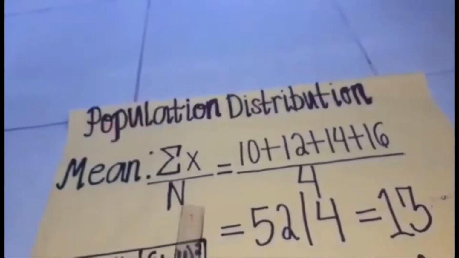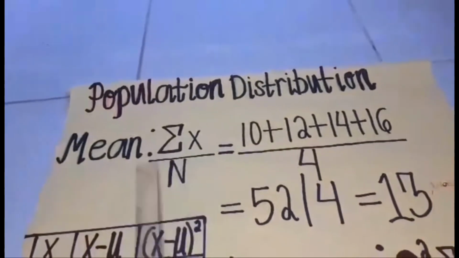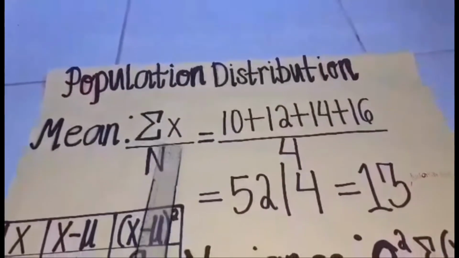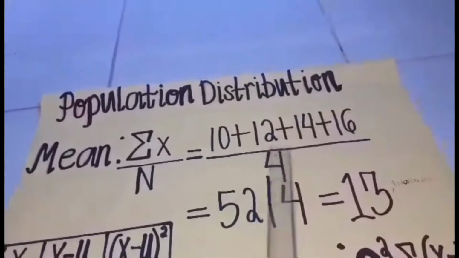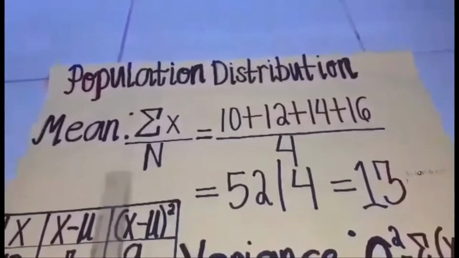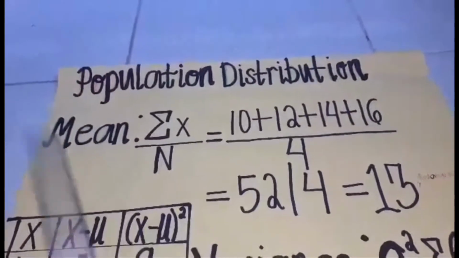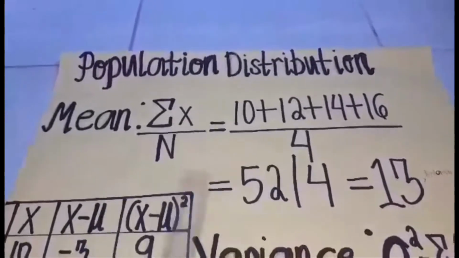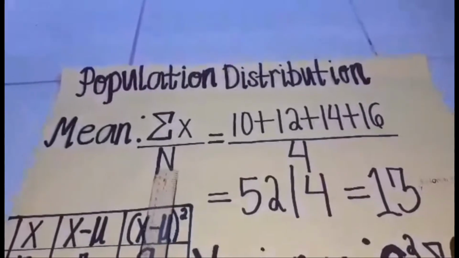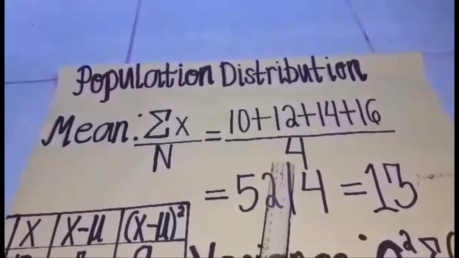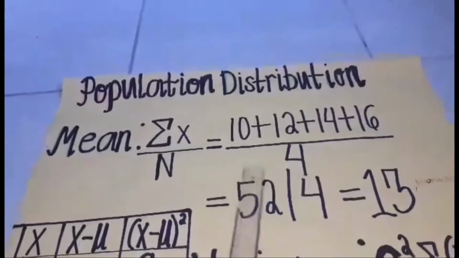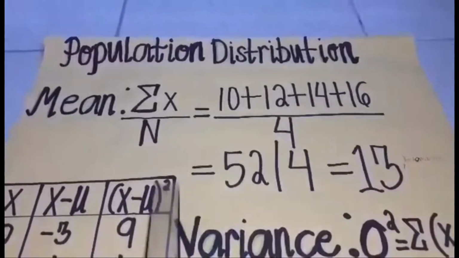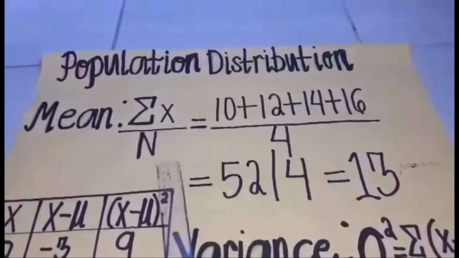So again, this x na nandito sa formula ng mean represents the random variables, which is ito nga, the 10, 12, 14, and 16 na kanina nga, 'di ba, sa sample natin dito sa population distribution. And this n represents the population size, which is etong 4, the 4 people with the following ages, 10, 12, 14, and 16. So, let's move on to the next.